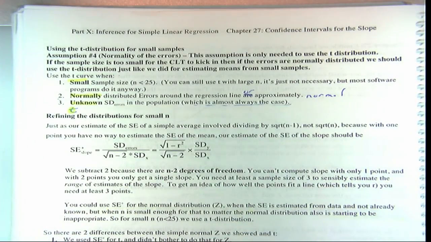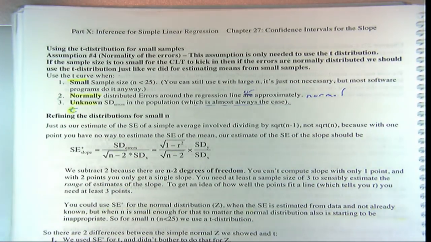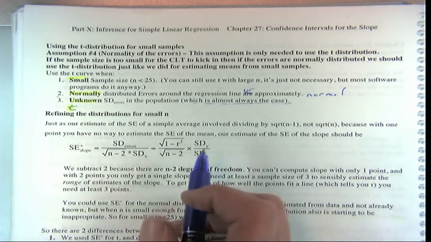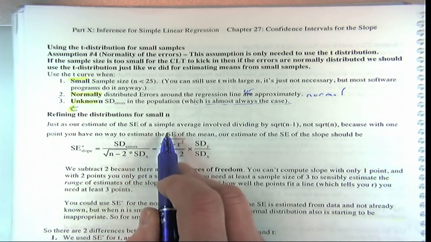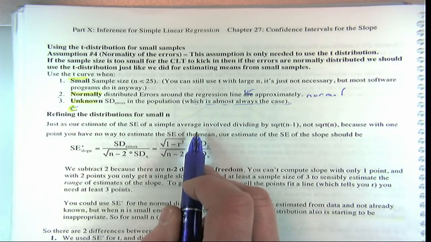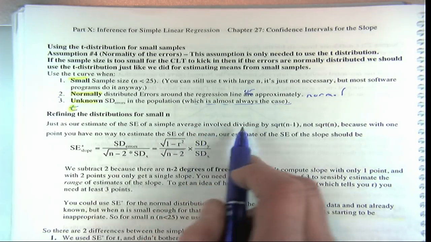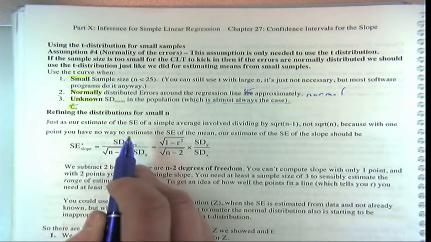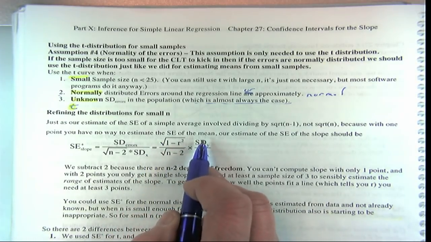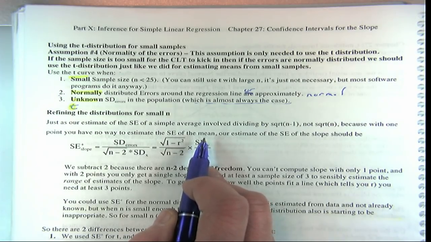All right, I find it tedious sometimes to deal with these little n minus whatevers and all the different curves, but they come up so often that we're going to go through them again. We've already done it with the mean. Our estimate of the standard error of the sample mean, how much variability there is each time we take a mean, involved dividing by the square root of n minus 1, not the square root of n. Why? Because with 1 point, you can estimate the mean, but you can't estimate the error around the mean. You at least need another point to see how spread out it would be around the mean.